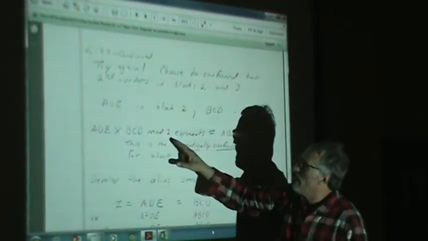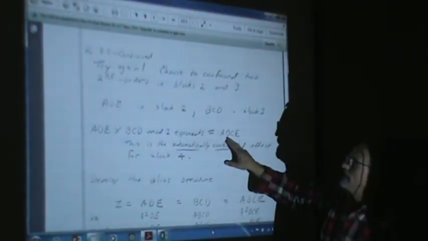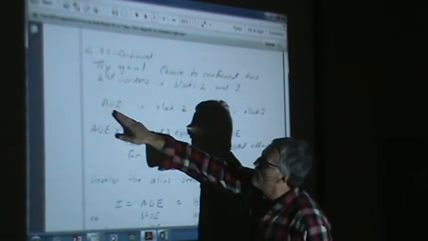Let's try it again. Let's choose two second order interactions to create our blocks 2 and 3. Instead of starting with ABCDE, let's start with ADE in block 2 and BCD in block 3. Now let's cross them, mod 2. The automatically confounded thing is A, B, C, D squared, E, which is the automatically confounded effect for block 4. So that creates block 2, that creates block 3, and this automatically creates block 4.